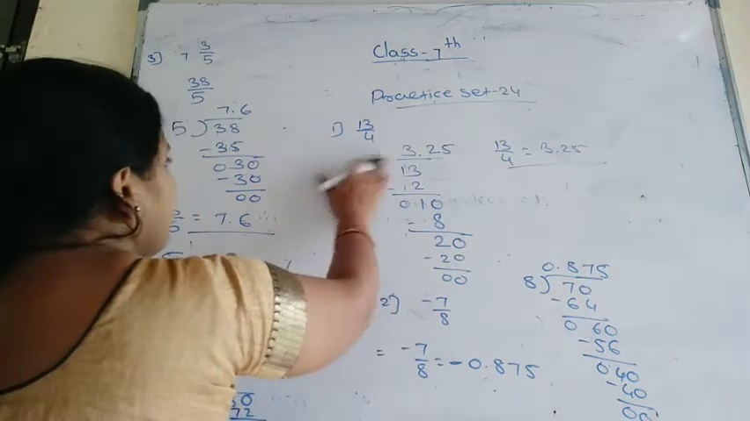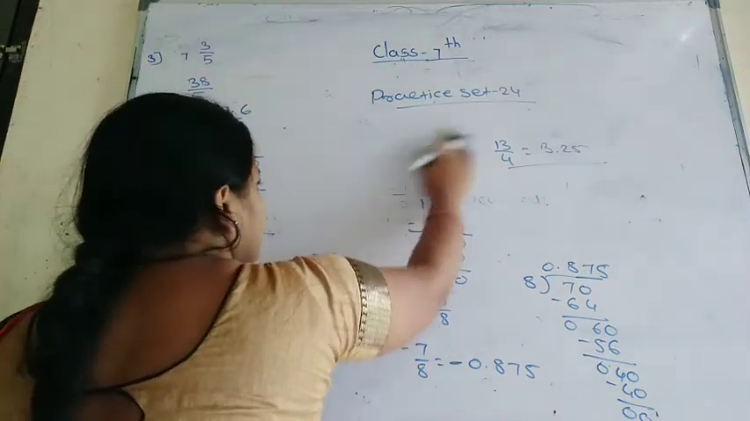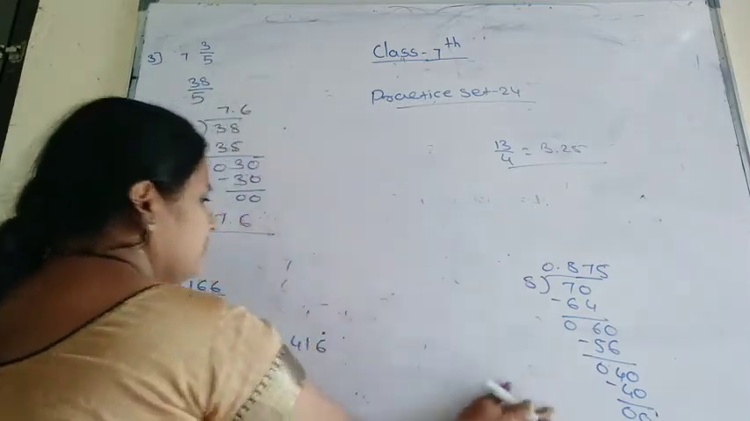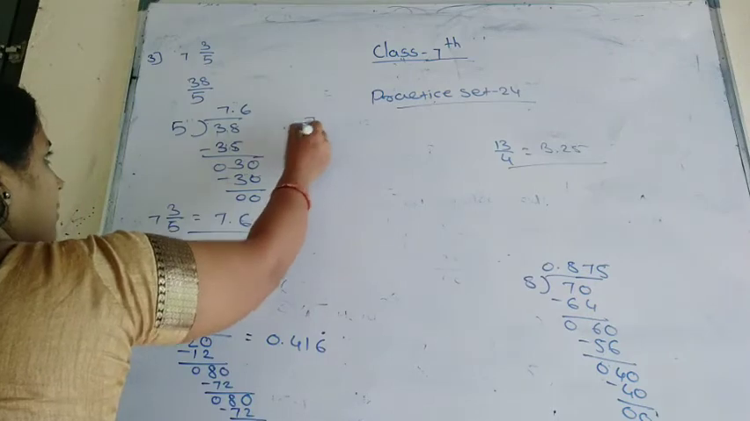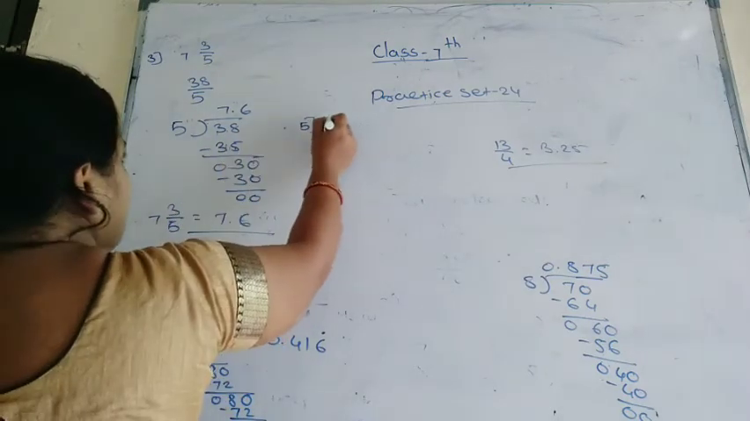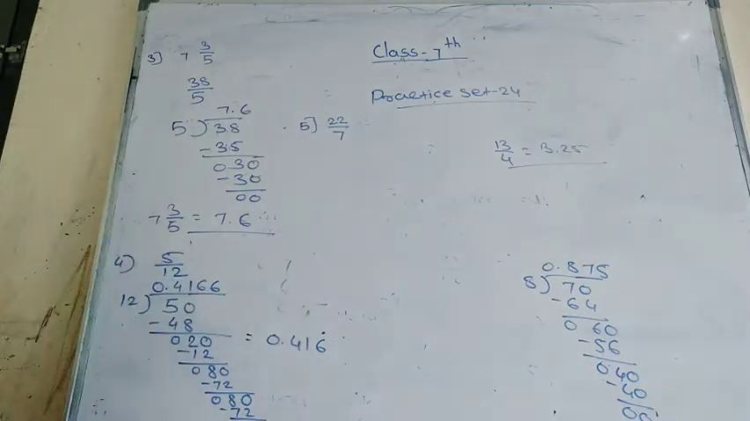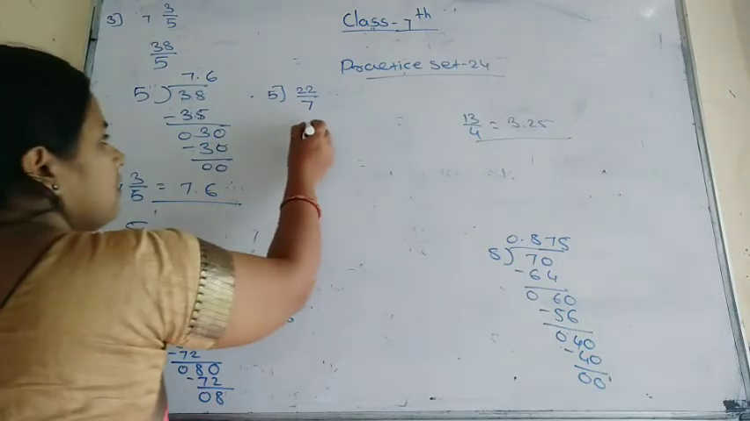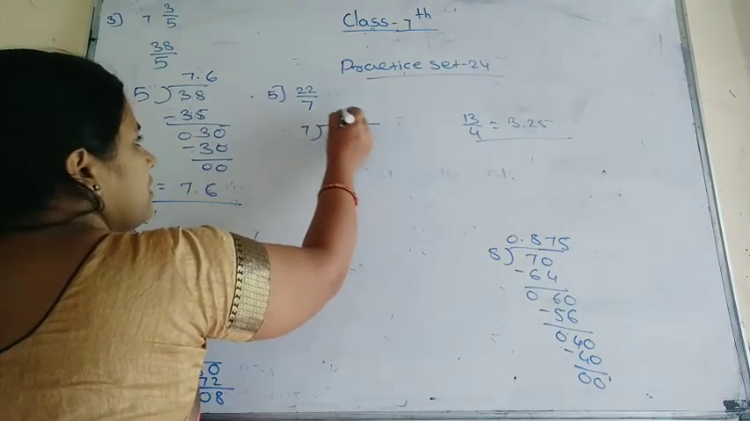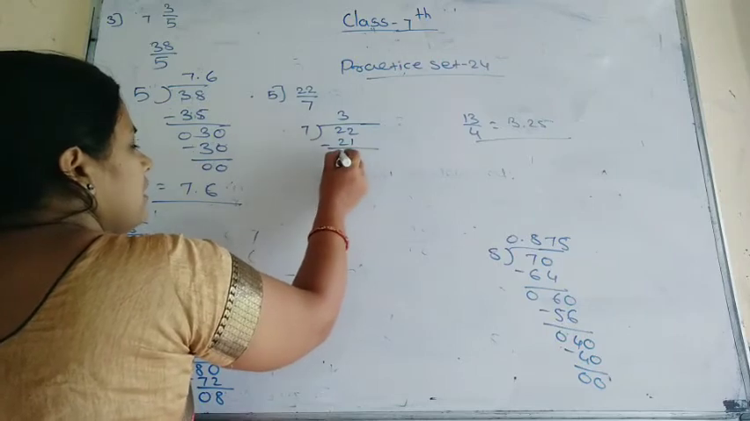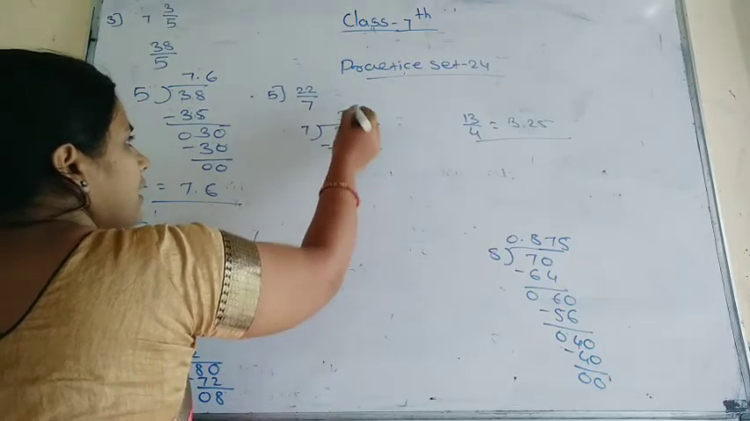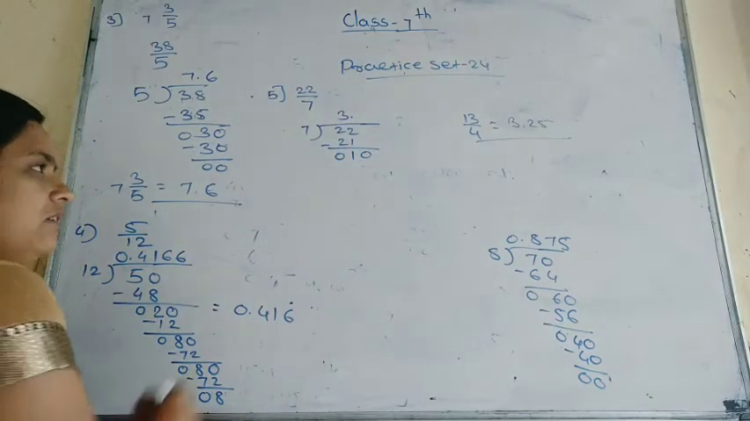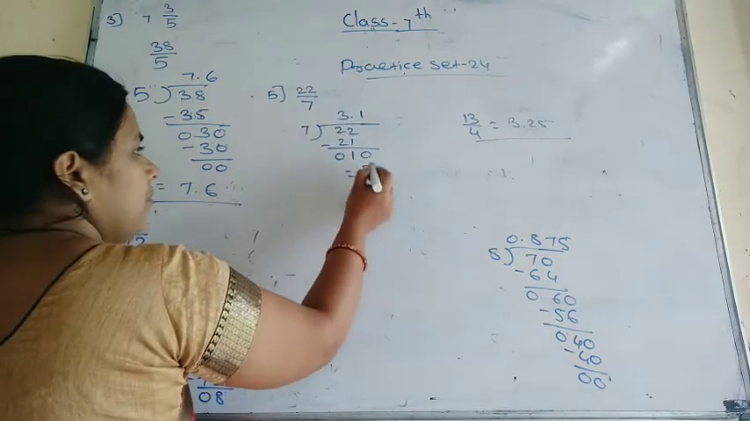Then next one, see, the fifth one. Number 22 divided by 7. See here, 7 times 3 is 21. Then here 1, here 0. Then you write the decimal and take 10. Then 7 times 1 is 7. Then 10 minus 7, 3.